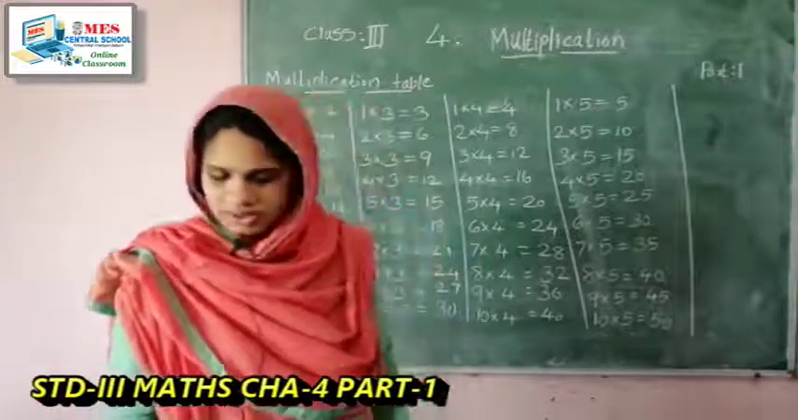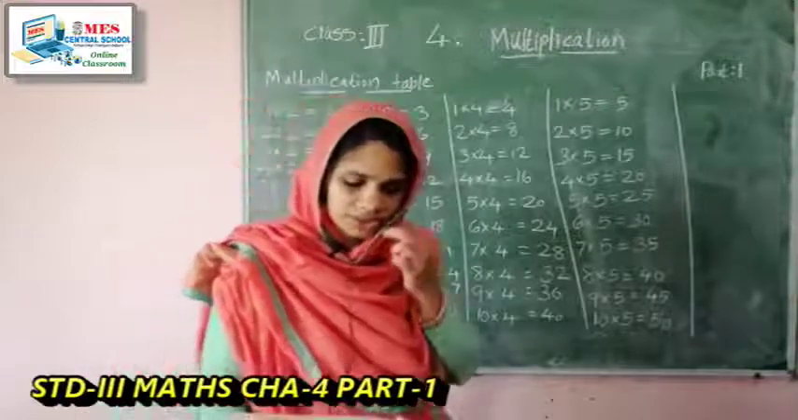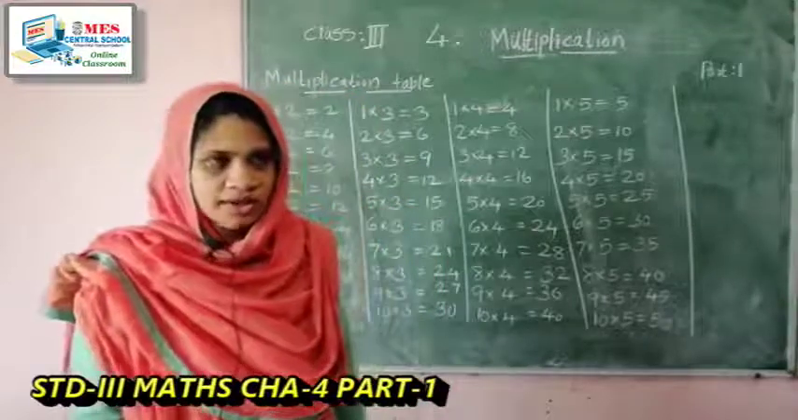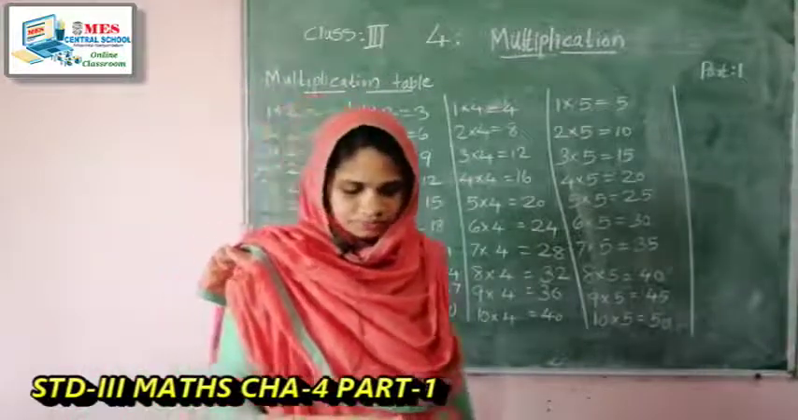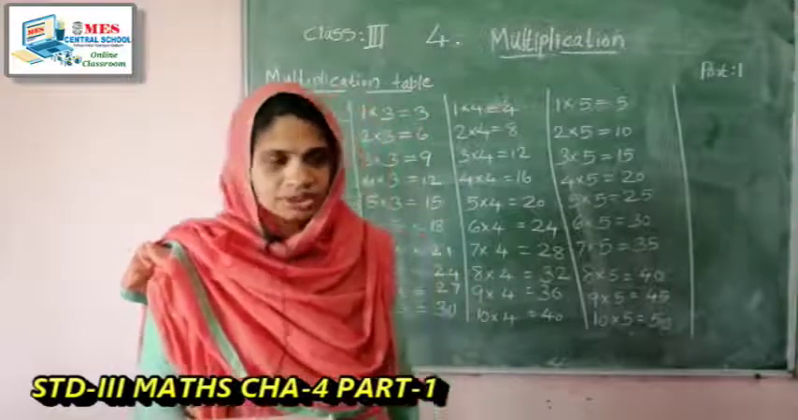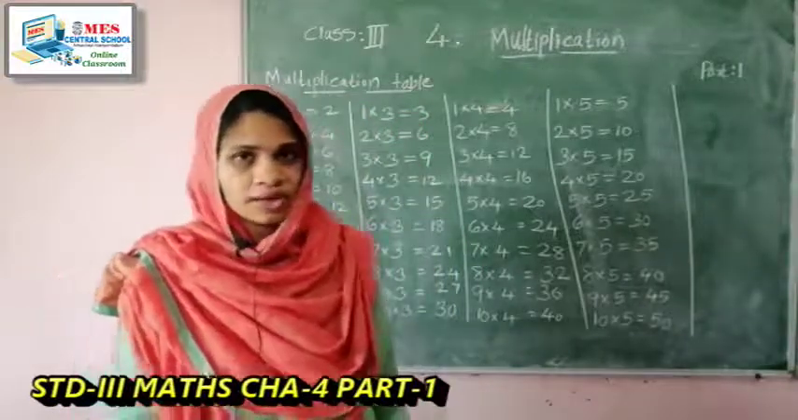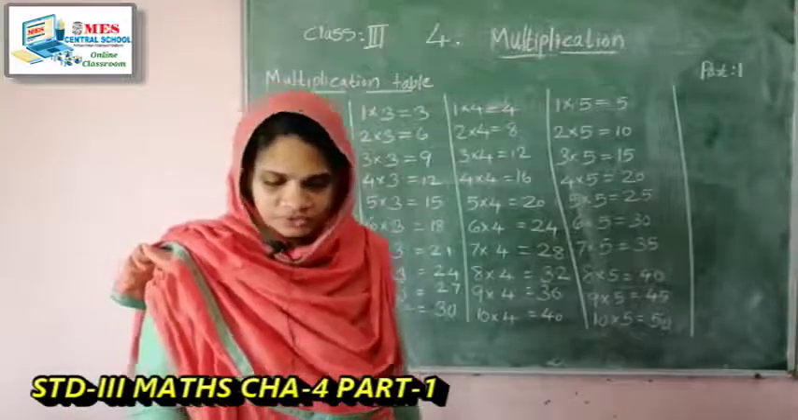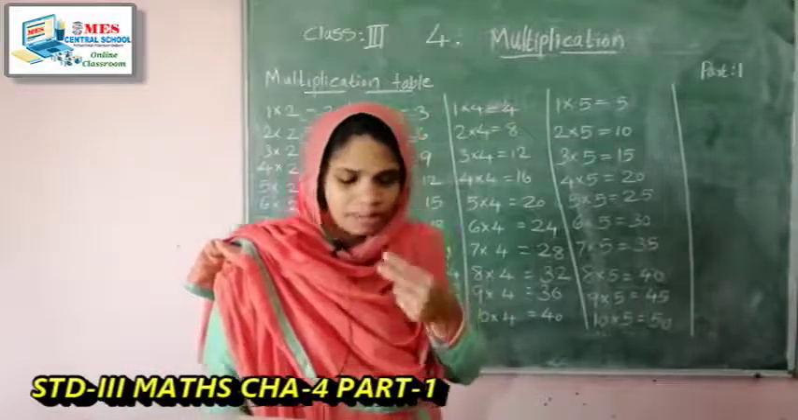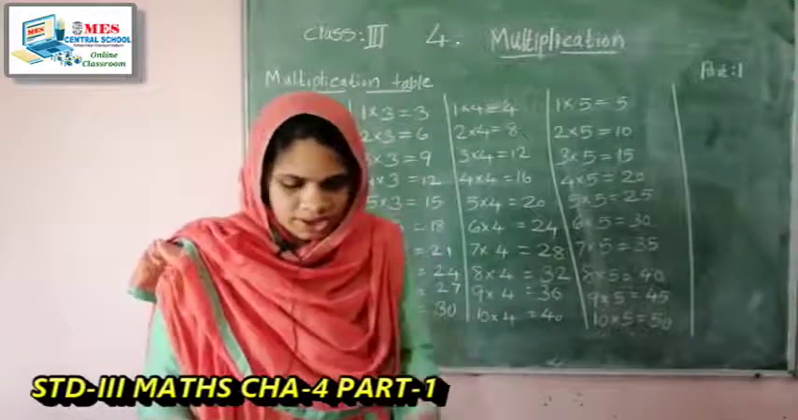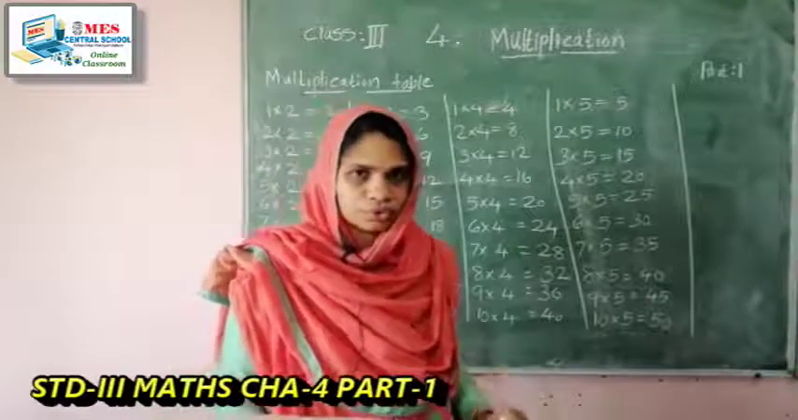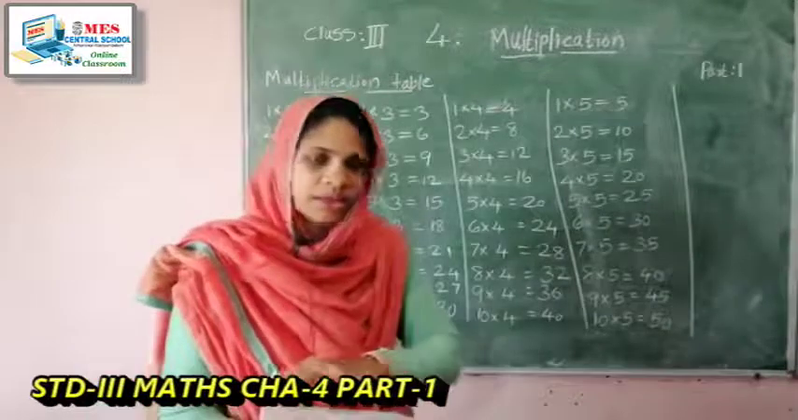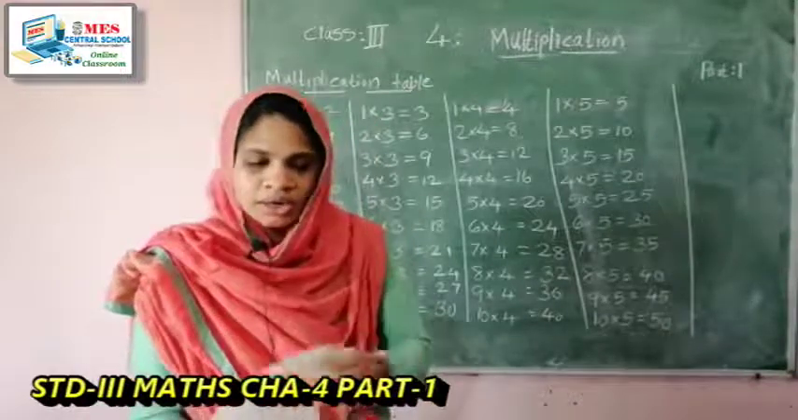Next, on the same page, question B is given. Write the factors and the product. 5 into 10. Which are the factors? 5 and 10. Product: what is 5 into 10? 50. Similarly, complete all the numbers, products and factors. 2 into 4. 2 and 4 are the factors. 2 fours are 8. 8 is the product. Similarly, complete the table in your textbook.